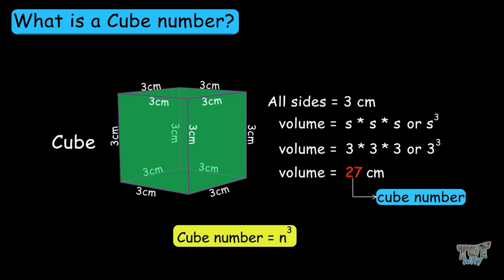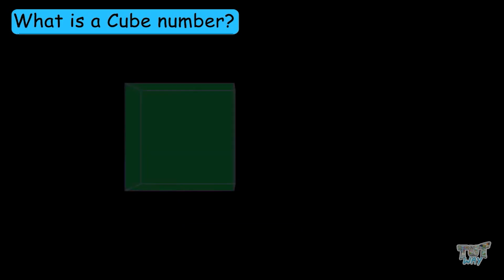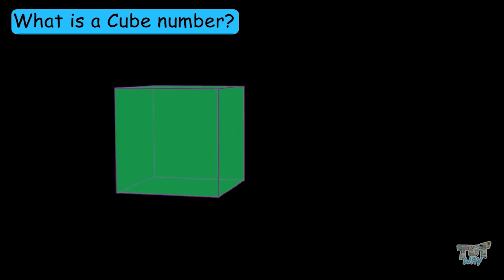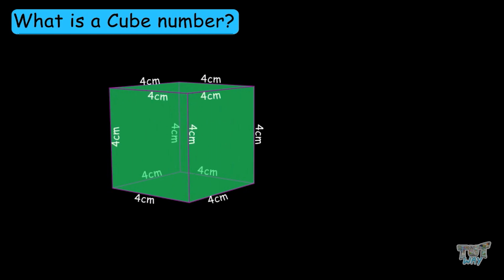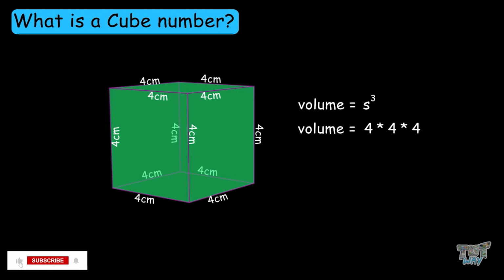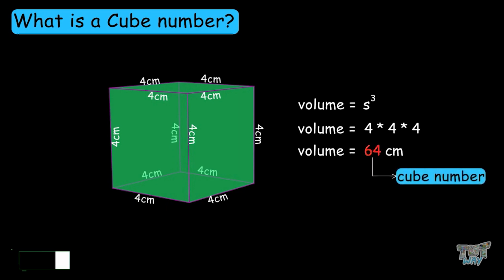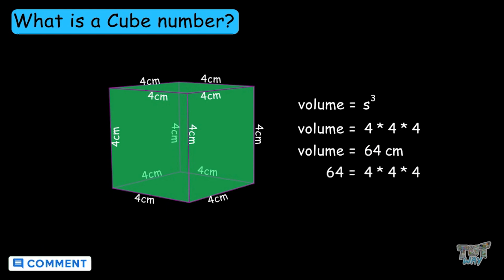Let's have some more examples. Here we have another cube where all the sides are 4 centimeters. What is the volume? Its volume will be side cubed, or 4 times 4 times 4. So its volume will be 64. So 64 is the volume of the cube, and it's a cube number because it can be expressed as a product of a number multiplied by itself 3 times. So 64 is a cube number. So now you know what is a cube number and why they are called that.